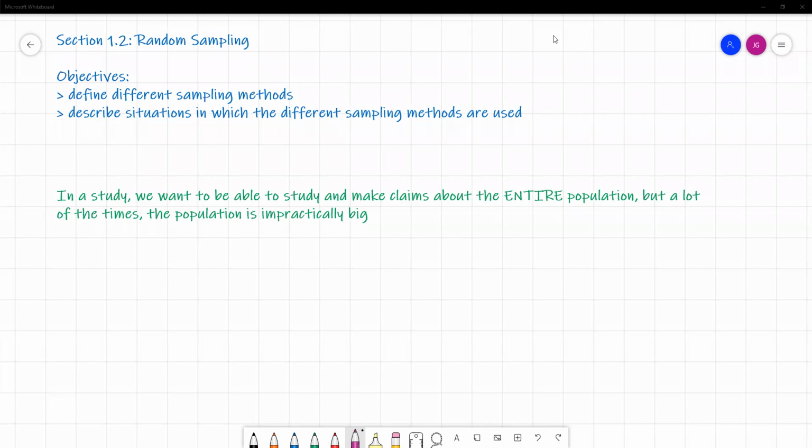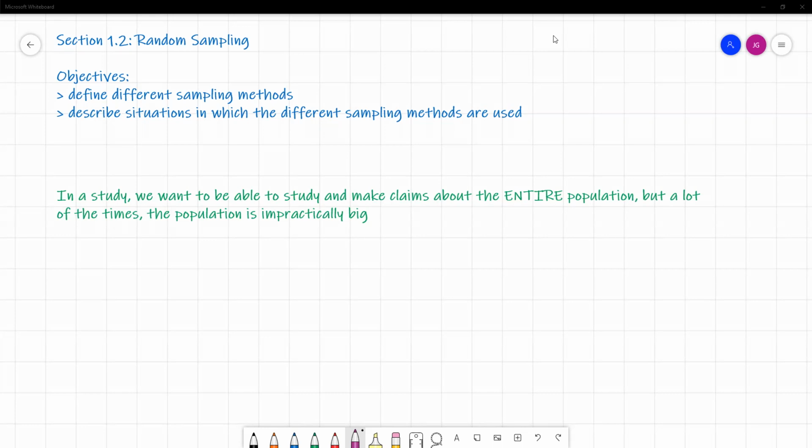We have the variable that we care about, the population, and the sample that we grab, right? And we talked briefly about how the reason we take a sample is because we want to study the entire population and make claims about it. But a lot of the time the population is impractically big, right?